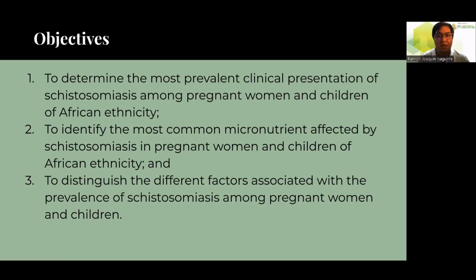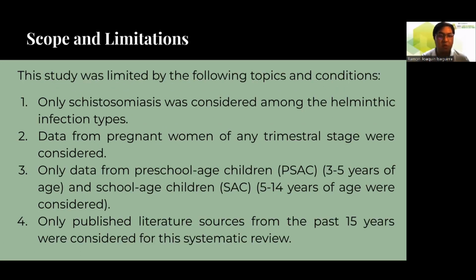Objectives-wise, the study aims to determine the most prevalent clinical presentation of schistosomiasis among pregnant women and children of African ethnicity. We also aim to identify the most common micronutrient affected by schistosomiasis in pregnant women and children of the same group. And we're here to distinguish the different factors associated with the prevalence of schistosomiasis among pregnant women and children.